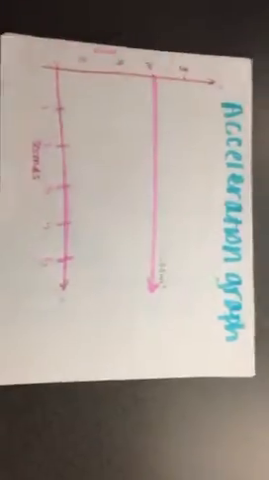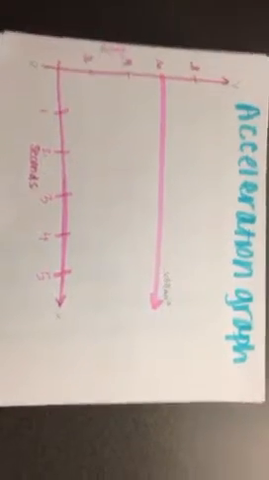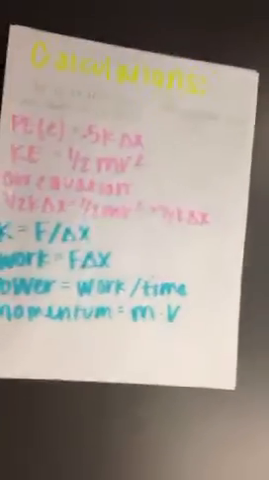This is our velocity time graph. You can see that the velocity remains constant with the increasing time, and we found a best line of fit for the acceleration. This is our acceleration graph. You can see that the acceleration remains constant, and we calculated our acceleration as 0.6371 meters per second squared. This is our calculations.